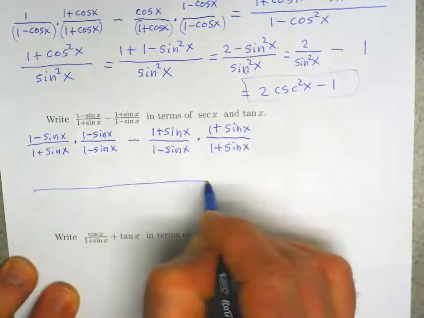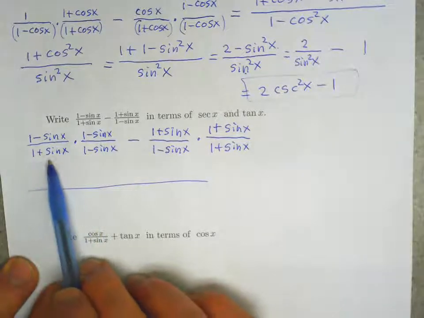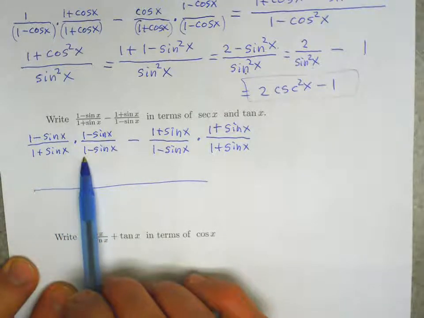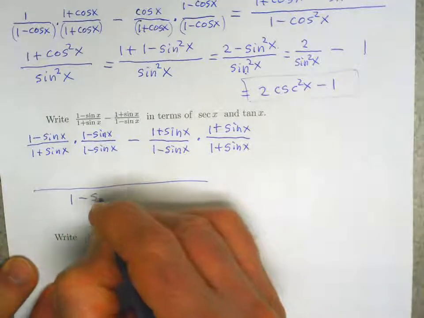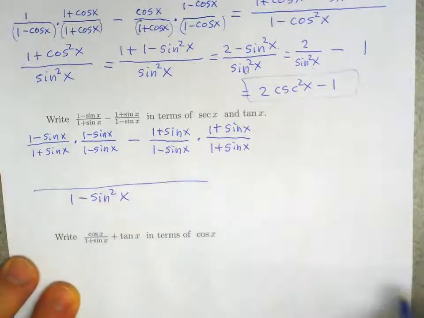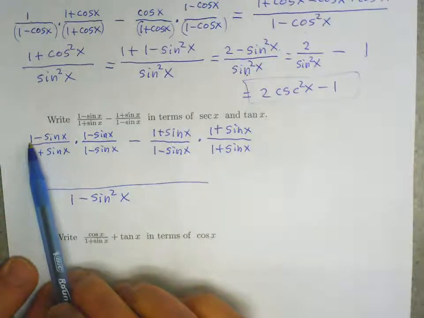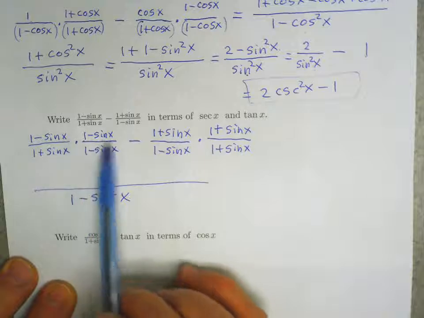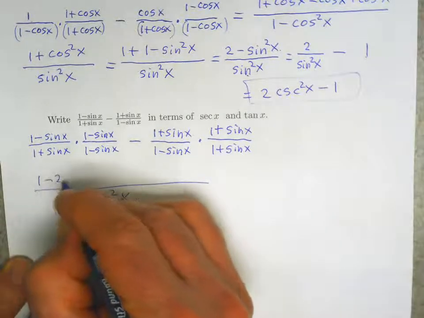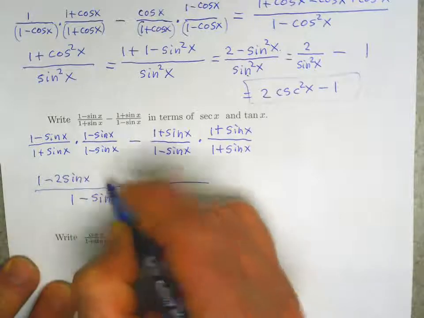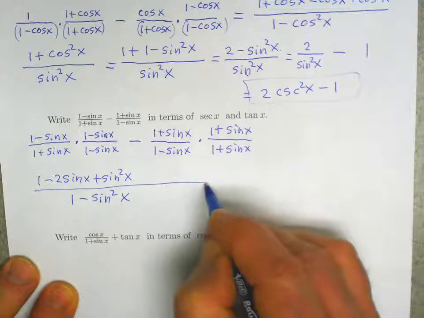Okay, so let's just write the common denominator. When we multiply 1 plus sine of x times 1 minus sine of x, we get 1 minus sine of x squared. And then in the numerators, we'll multiply. So 1 minus sine of x times 1 minus sine of x. We're going to get 1 minus 2 sine of x plus sine of x squared.